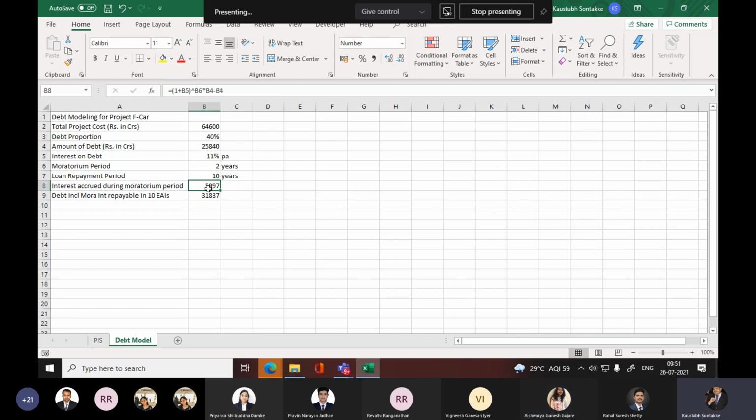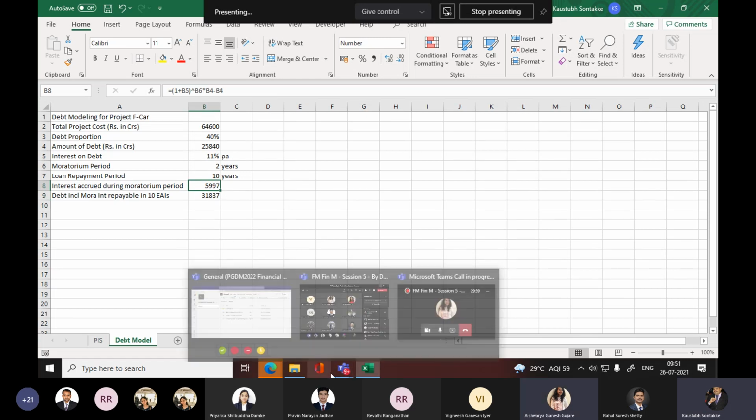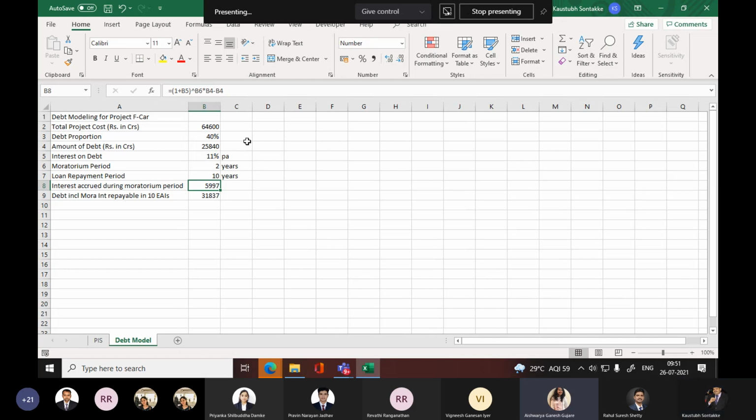Can you show the formula once again for the interest accrued? Sure. It is 1 plus r raised to n into the amount of debt, minus amount of debt. So I did 1 plus B5 raised to B6 into B4, minus B4. Yes, sir, I got it.